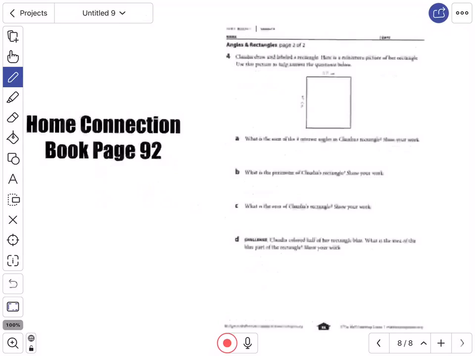Did Austin make an acute angle? Did Austin make a right angle? Did Austin make an obtuse angle? Or did Austin make a straight angle? Okay, and then you're also going to complete Home Connection book page 92. Number 4, Claudia drew and labeled a rectangle. Here is a miniature picture of her rectangle. Use this picture to help you answer the questions below.